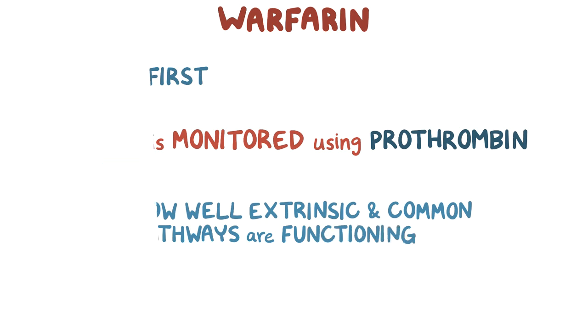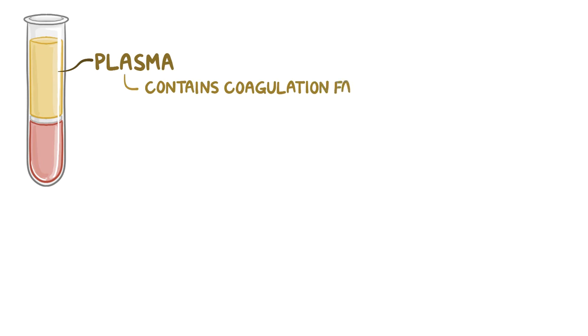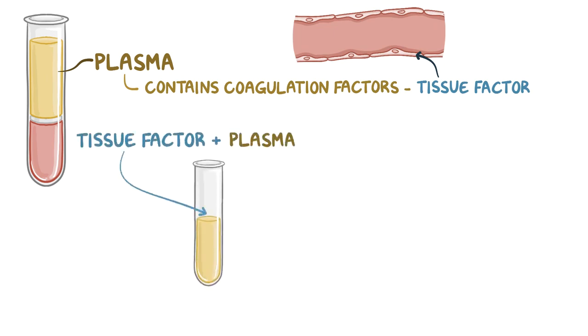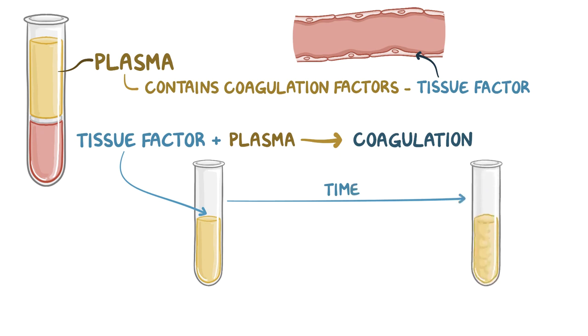To perform this test, blood is drawn and the plasma is separated out by centrifuge. The plasma contains all the coagulation factors minus tissue factor, which is normally found within the blood vessel walls. Next, tissue factor is added to the plasma to trigger coagulation, and the time until the sample clots is measured.